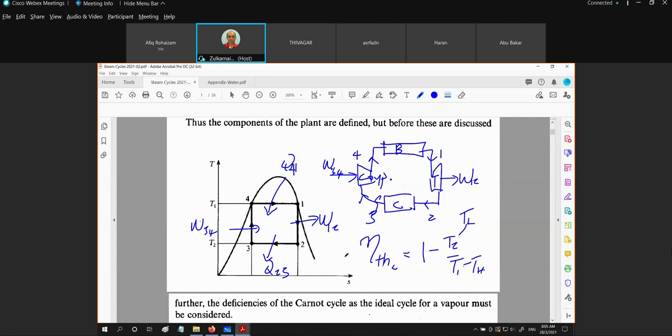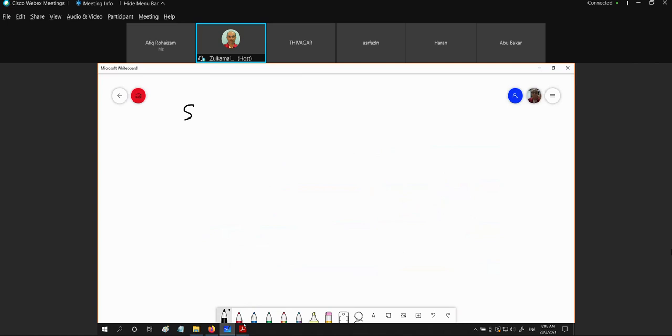The second parameter is the specific steam consumption, SSC. This SSC we derived last week. It is 3600 divided by Wnet, and the typical unit for SSC is kilogram per kilowatt hour.